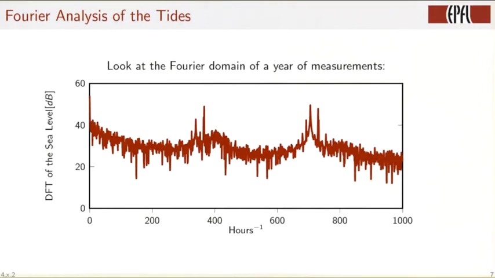Therefore, you can see all the components on a very short scale, and you can see there is a peak at 0, then a couple of peaks moving towards 400, a couple of peaks around 700, and a lot of other information that we don't quite understand.